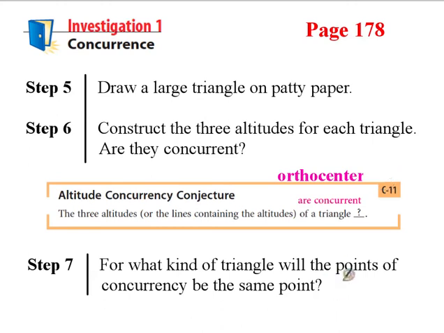For what type of triangle do you think they'll all be the same point? An equilateral. Okay, I don't know if I've got that there, but it's actually an equilateral, because I didn't have that one in there. But an equilateral triangle will have all those three be the exact same point.